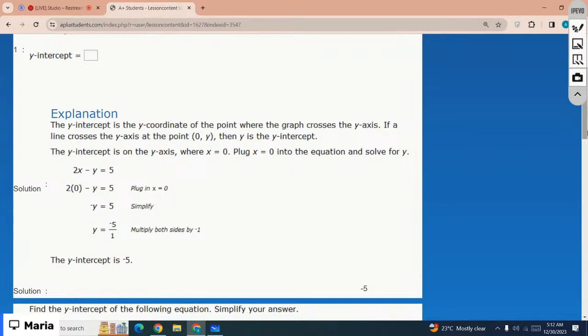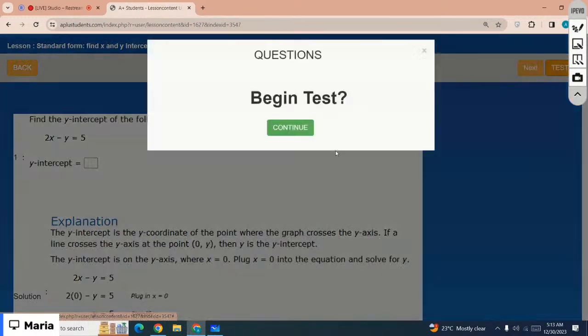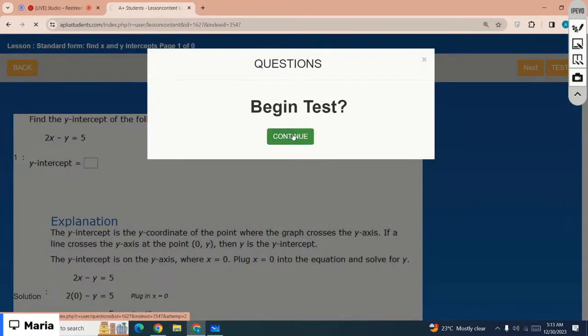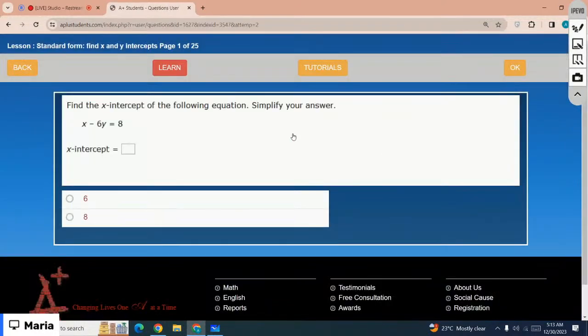Let's just start with the practice questions. Find the x-intercept of the following equation. The basic thing is that the x-intercept means y is 0, and the y-intercept means x is 0. For this one, you have to calculate the x-intercept, which means y must be 0. So just substitute y equals 0, and you will have your x-intercept.